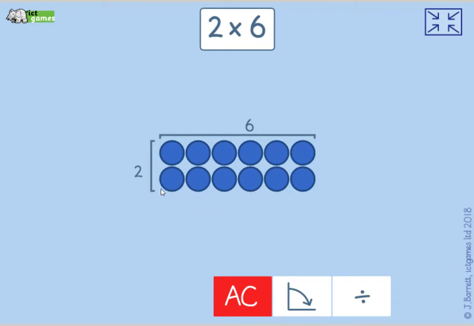Now, let's have a look. So, here we go. We've got 2 here. There's 2. And we've got it lots of times. There's 2. Time number 1. Time number 2. Time number 3. Time number 4. Time number 5. Time number 6. 2, 6 times. 1, 2, 3, 4, 5, 6. Let's count in twos. 2, 4, 6, 8, 10, 12.